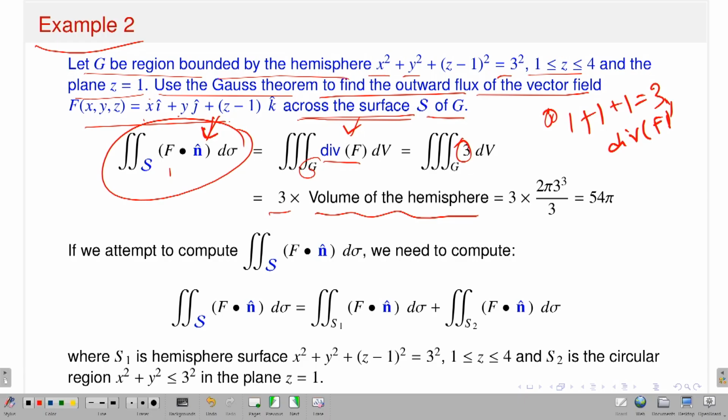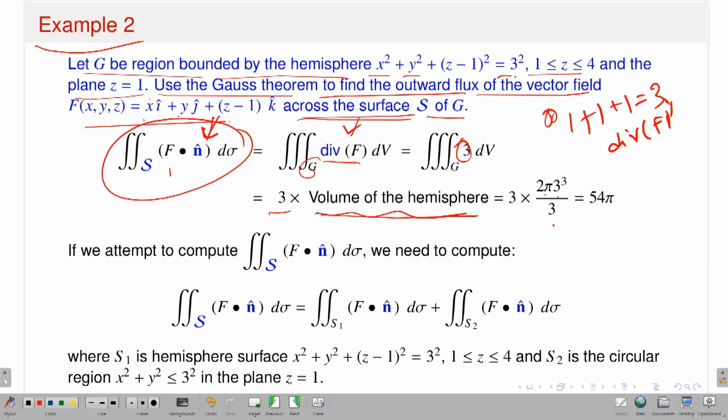So that means what? Your G region is bounded by the hemisphere x square plus y square plus (z minus 1) whole square is equal to 3 square, right? So the radius is 3, and z runs from 1 up to 4. So this is the hemisphere, and then you have one plane, z is equal to 1. And what is the volume of this region?